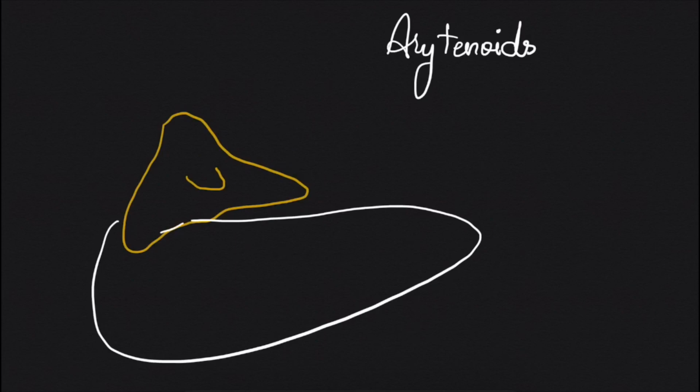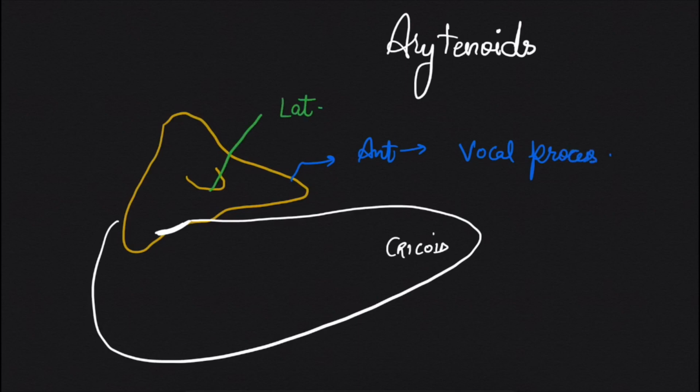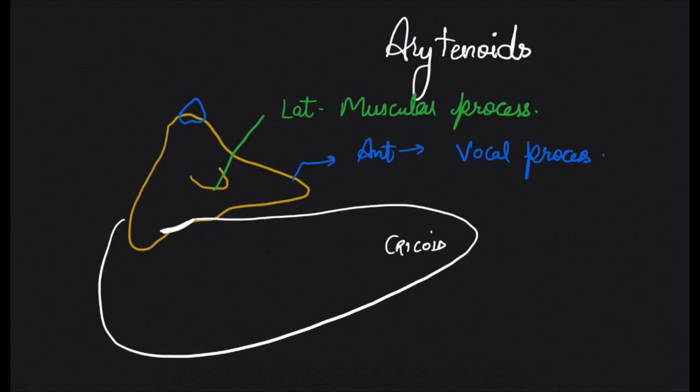Now let's come to the arytenoids. Arytenoid is one of the paired cartilages. Remember, it is paired. Now it rests above the cricoid. It is attached to the cricoid posteriorly. Now it has few processes. Anteriorly, as you can see, there is a vocal process which will provide space for attachment of the vocal cords. Then laterally we have a lateral muscular process which will allow for the attachment of muscles like posterior cricoarytenoid.